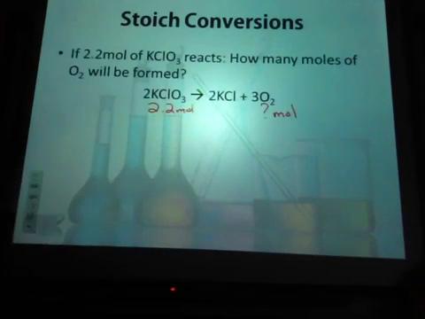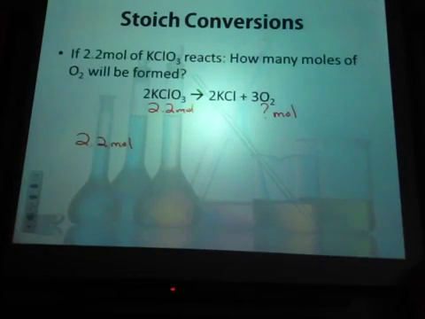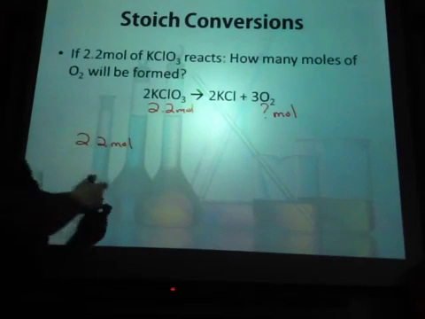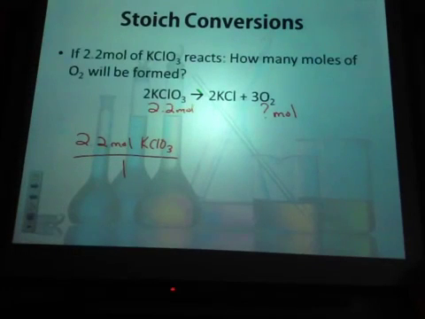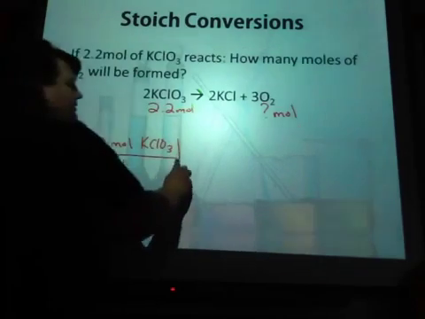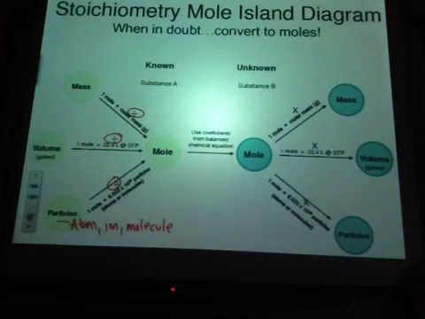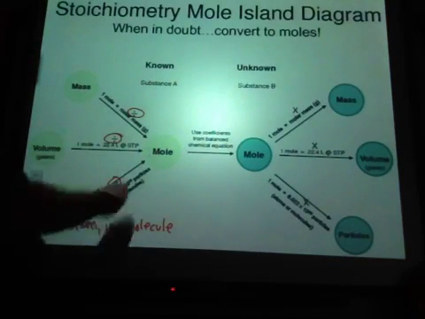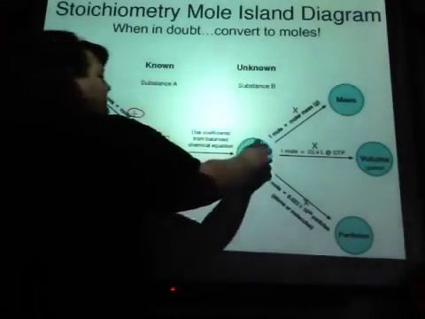We always start our conversion with what we're given. So we're given 2.2 moles. And now it's important to not just write the unit, but write what it is, because now we're talking about different substances. So it's KClO3 that we're starting with. Let's look on our map. Where are we starting? We're at moles of KClO3, our known substance, so we're starting here on moles. And what unit do we need to get to on the other side? We also need moles. So this one's just going to be a one-step problem.